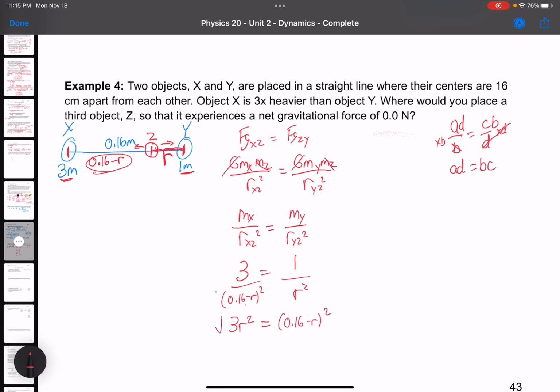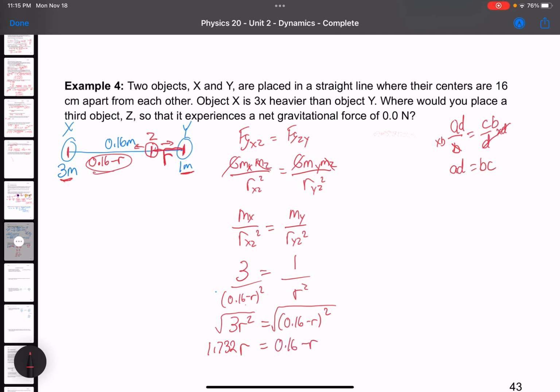So what you're going to do right now is you're going to square root each side. Okay, so the square root of 3 is 1.732. Now there's more decimals I'll keep in my calculator, but for now I'm just going to write that down. So the square root of 3 gives me that. The square root of r squared gives me r. And then the square root of everything on the other side is 0.16 minus r.